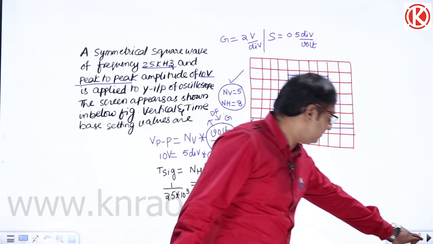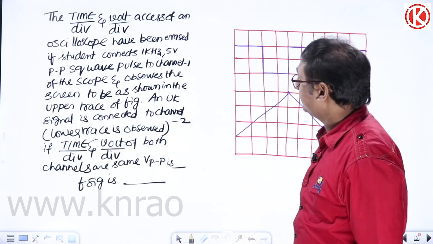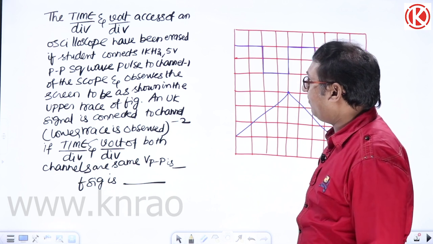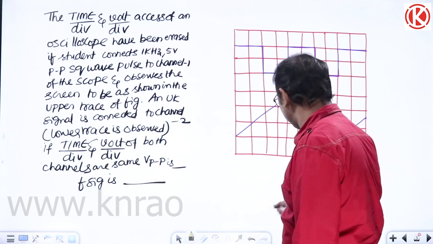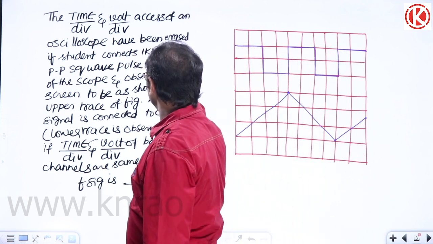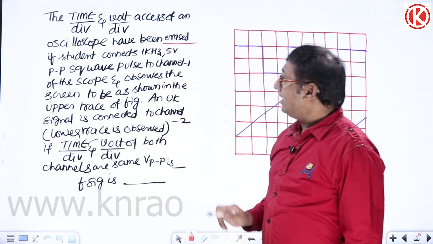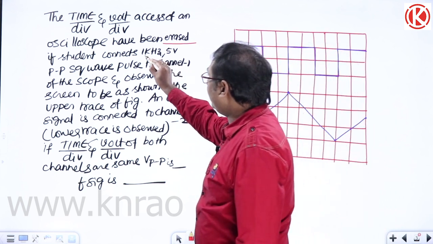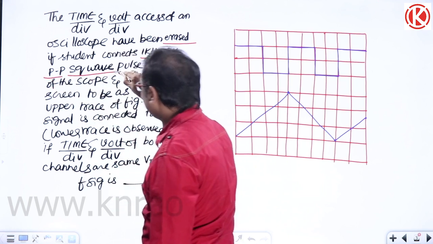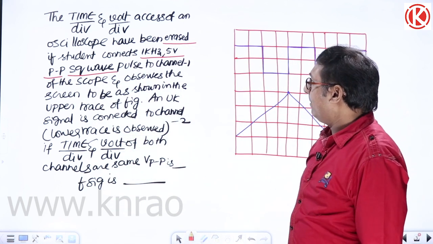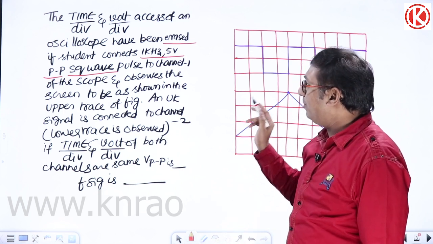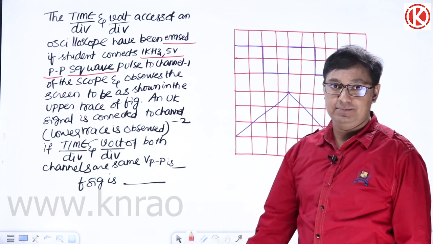Let us see one more question. The time per div and volt per div axes of an oscilloscope have been erased. If a student connects a 1 kilohertz, 5 volt peak to peak square wave pulse to channel 1 of the scope and observes the screen to be as shown in the upper trace of the figure. Hope you got the point.